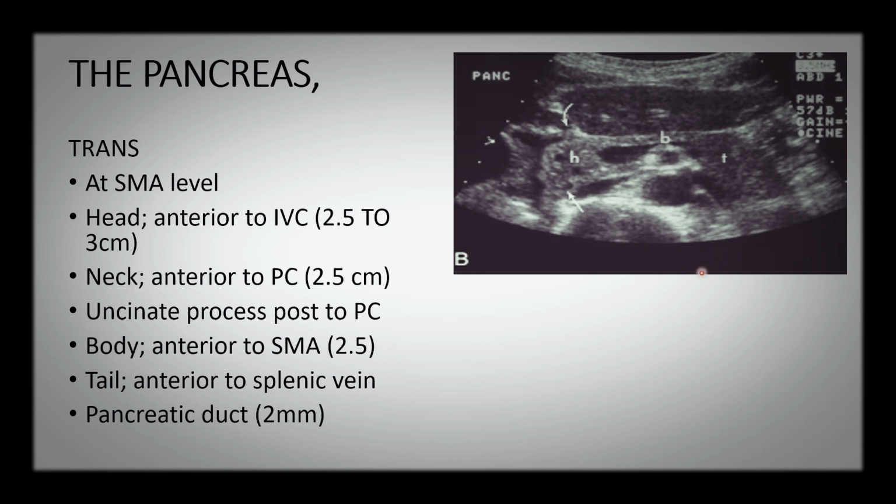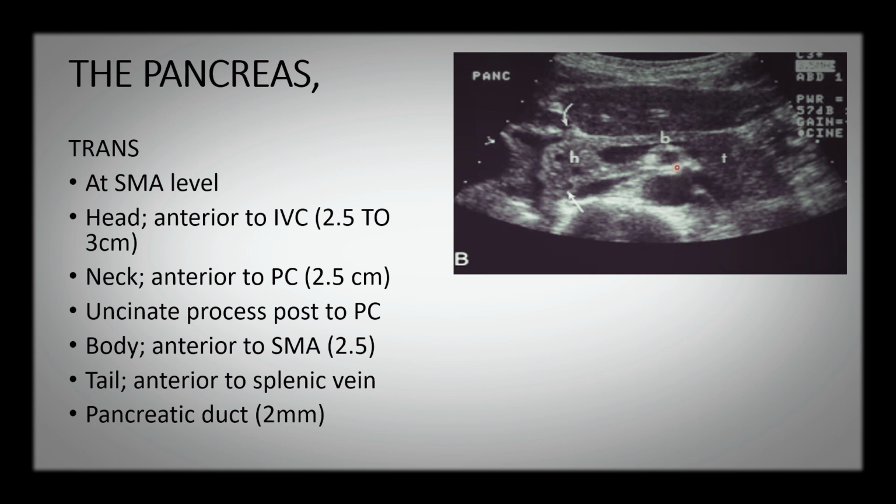The landmarks, you shouldn't forget that this is the aorta. Then right to it we have the inferior vena cava. So anterior to the inferior vena cava we shall be having the pancreatic head, which shouldn't exceed 3 centimeters. Then we have this portal confluence. Posterior to it we have the uncinate process, you can see here. Then anterior to it we have the pancreatic neck.